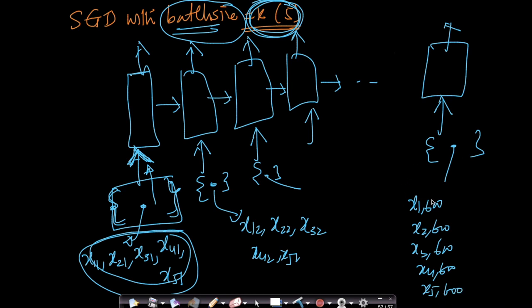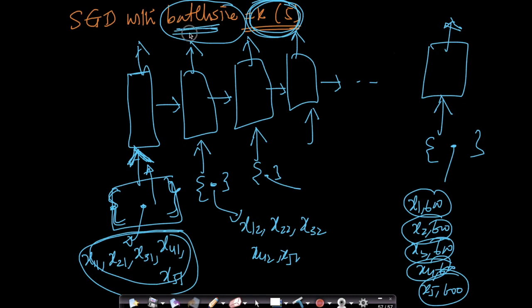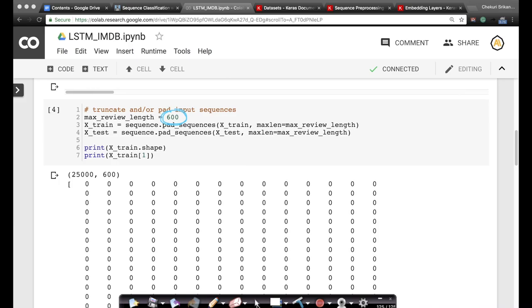If x1, x2, x3, x4, x5 were not padded, I wouldn't have been able to batch them together. And if I don't batch them, it's just too slow. So this padding operation is done primarily to allow a batch update with some batch size. This will speed up your training in LSTMs. This is a very, very important thing.